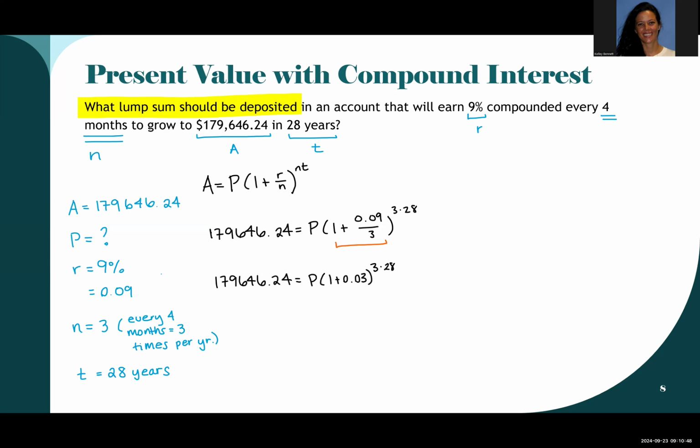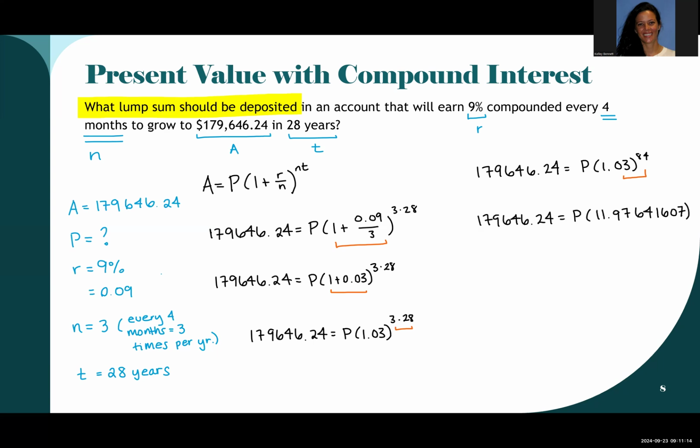So let's go ahead and take that 0.09 divided by 3. I'm going to add 1 to it to kind of finish out what I need to do on my parentheses. And next I can work on my exponent. So taking 3 and multiplying it by 28. And I can apply that exponent to 1.03.